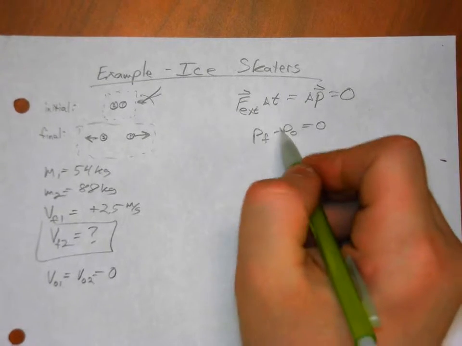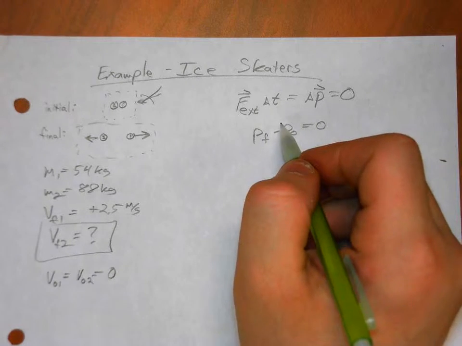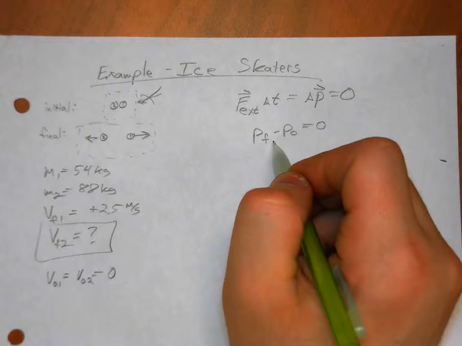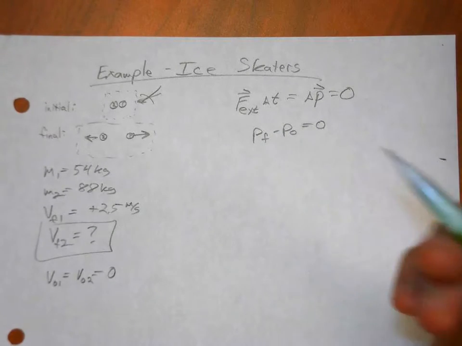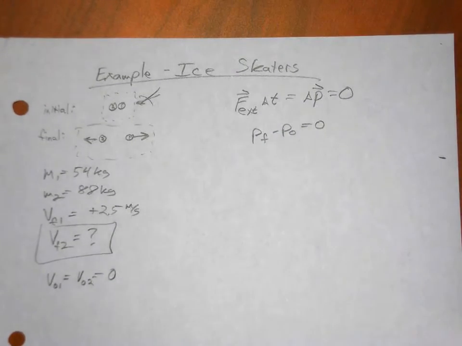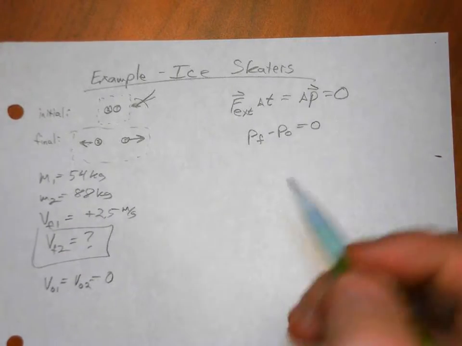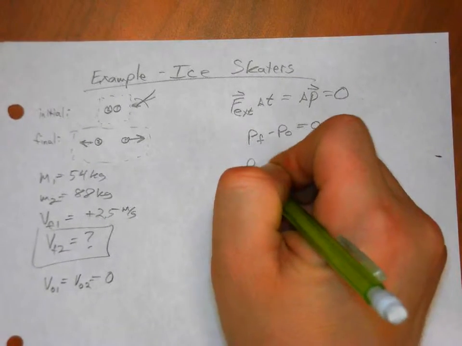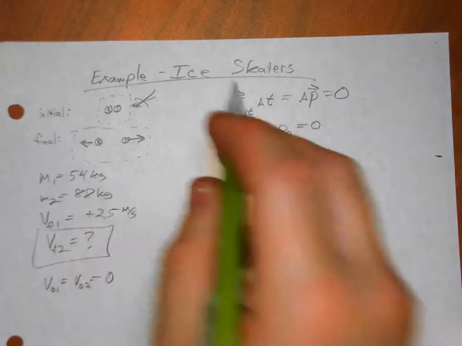I'm going to just drop the vector bars and start talking about magnitudes. And what that means is I'm assuming everything is moving to the right here. If my assumption is wrong, our answer will come out negative, and then we'll know it's moving to the left. But I'm dropping the vector bars because I'm just using magnitudes. P final equals P initial.